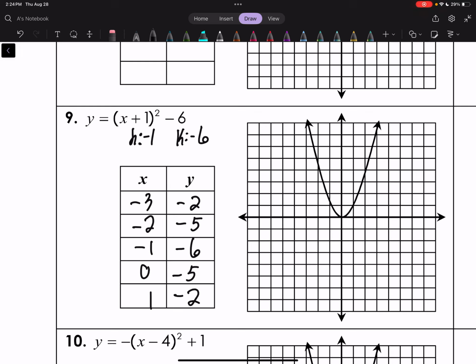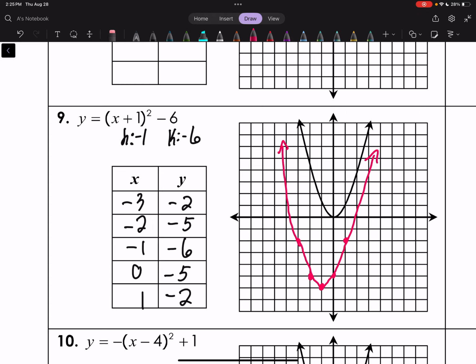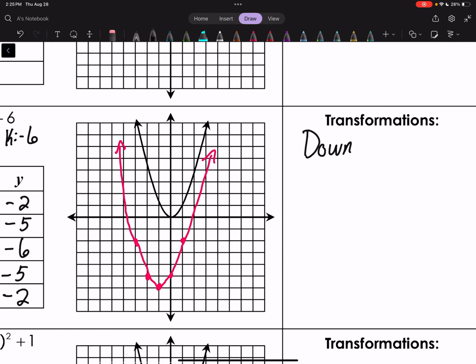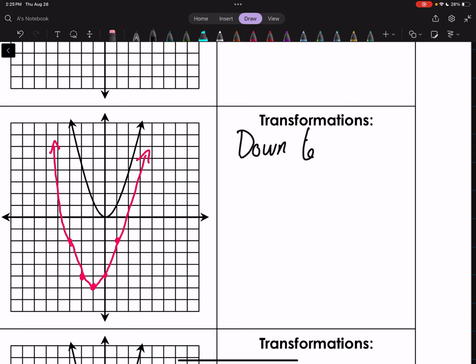minus 6, -2. There's my new coordinates. So, start my vertex, -1 down 6, 0, -5, and -3, -2, 1, -2. Here is my graph. So what happened? Well, the transformation was I moved this down 6 units, and I moved this left 1 unit.